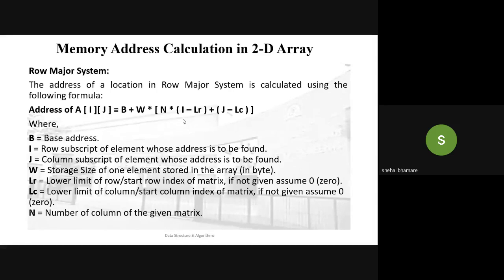Here we are starting from the zeroth index, so LR and LC will have value 0. LC is the lowest column index, the lowest limit of the column, and this is the lowest limit of the row. J is nothing but the column index of the element whose address is to be found out. Remember that if we are finding the memory address in row major system, then we need the value for the number of columns, which will be multiplied by I minus LR, plus J minus LC.